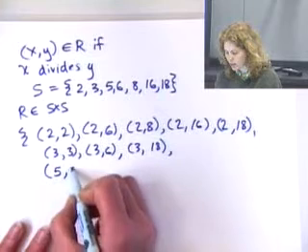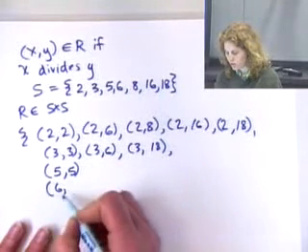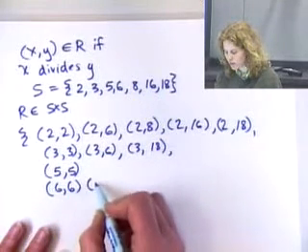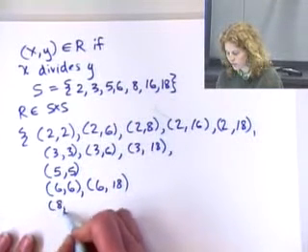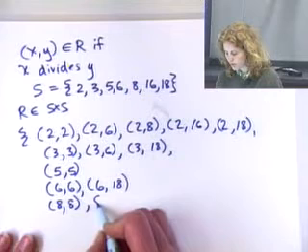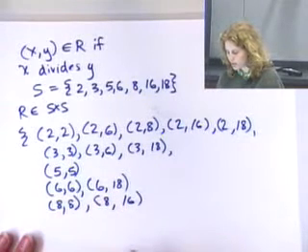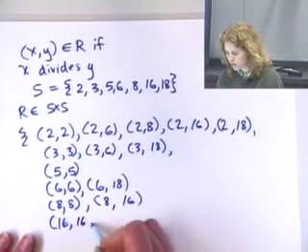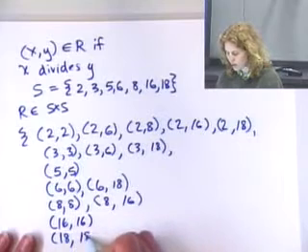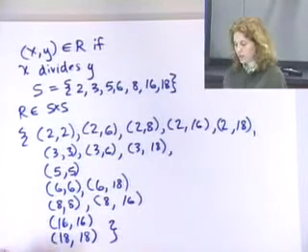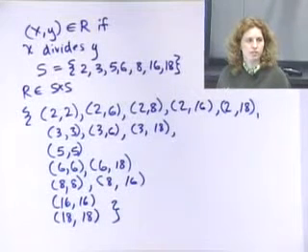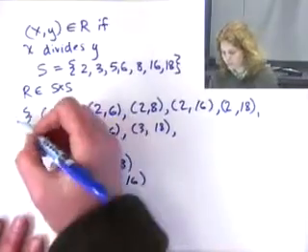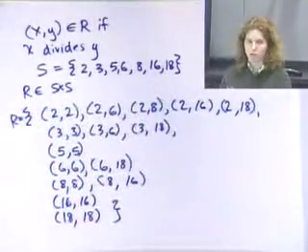5 doesn't divide anything but itself. 6 divides itself. It also divides 18. 8 divides itself and 16. 16 divides itself and 18 divides itself. So that's the entire set. This is R. And it's a subset of S cross S.